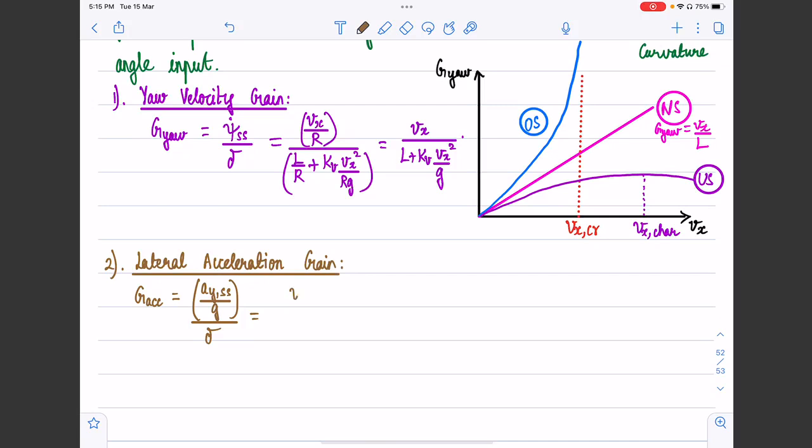So as we know, the steady state lateral acceleration is going to be v squared by r, right? So Vx squared by Rg, that is the steady state lateral acceleration, and then we divide it by the usual expression L by R plus Kv Vx squared divided by Rg. So this is what we have. Then the acceleration gain equals Vx squared divided by Lg plus Kv times Vx. So this is how the expression will come in.